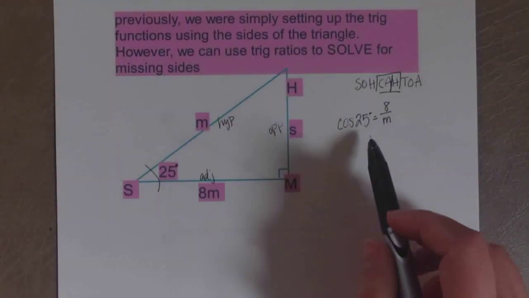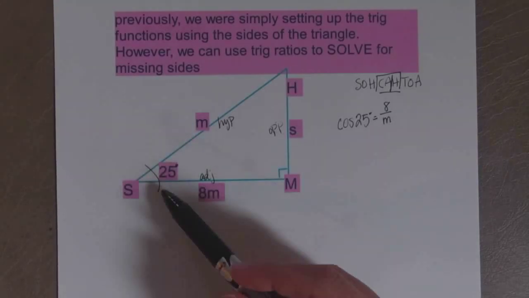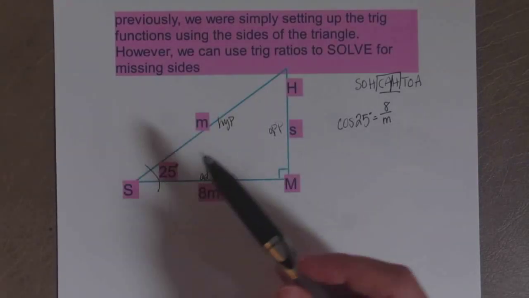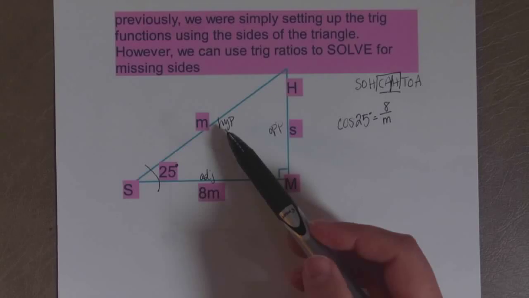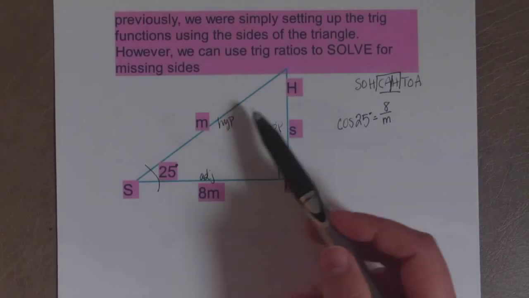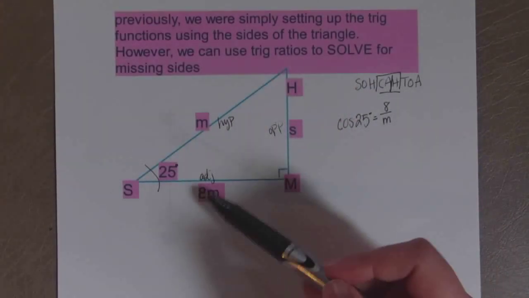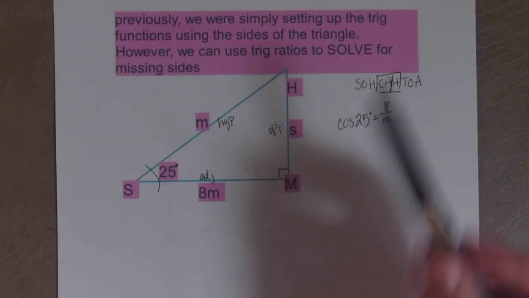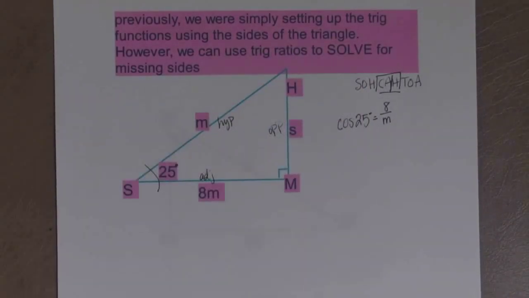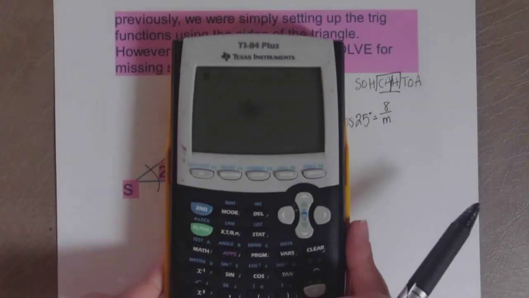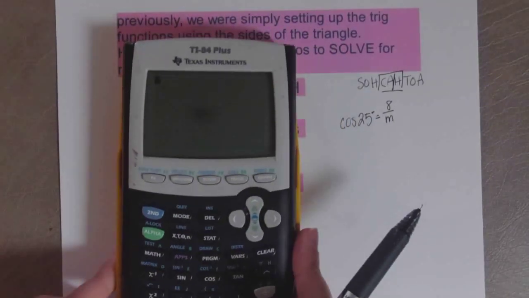Okay? So quick recap. How did I know to use cosine? Well, I marked my reference angle. I labeled my sides. I have the adjacent side, and I wanted to solve for the hypotenuse. So I looked at SOHCAHTOA to find which ratio works with the A and the H. That took me to cosine. Okay, now, for the next part, you're going to need your calculator. Okay? So here we go.